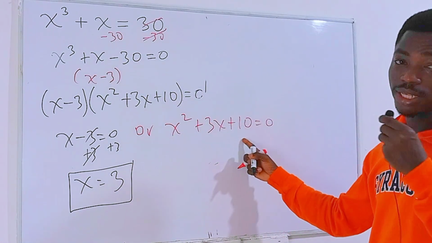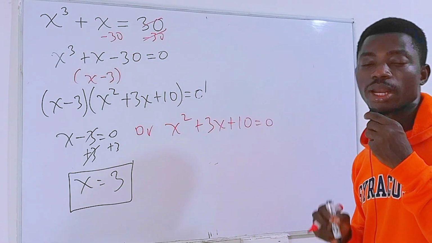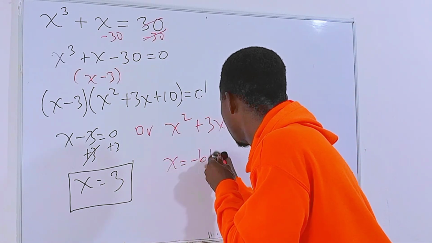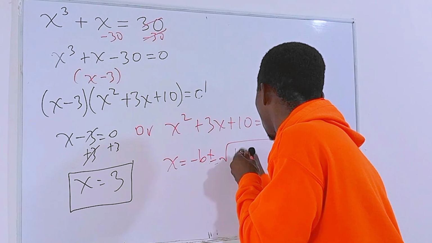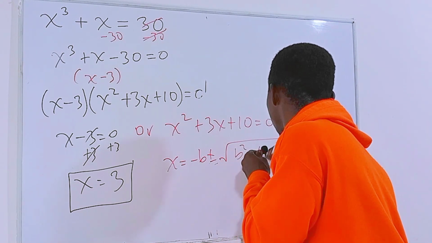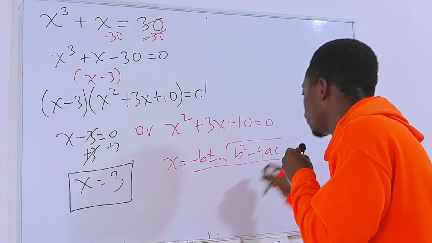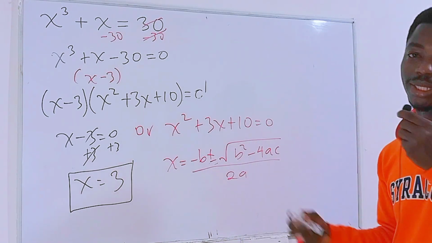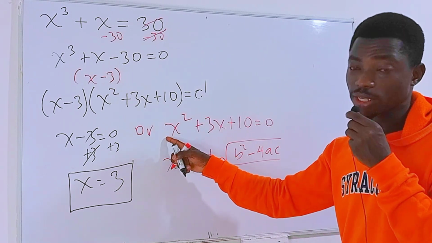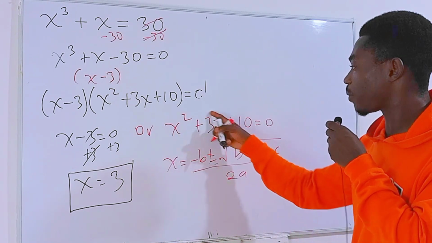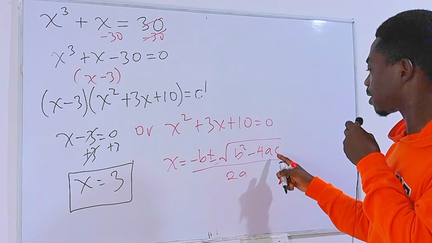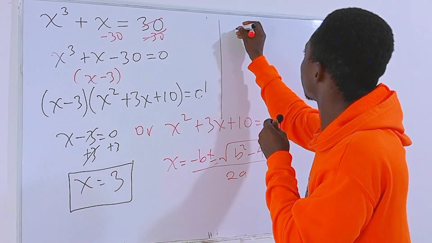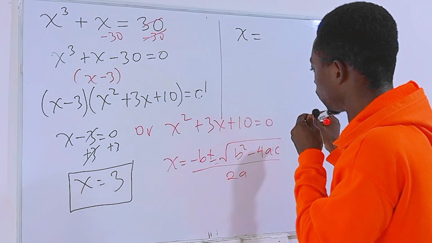Now looking at this quadratic equation right here, factoring method is not going to work. So let's make good use of the quadratic formula, that is minus b plus or minus square root of b squared minus 4ac, all divided by 2a. Now the question is, what is a, what is b, and what is c? A is the leading coefficient of x squared, b is the term right here in front of the x, and then c is the constant 10 right here. So now that we know this, we can go ahead and then find the values of x.